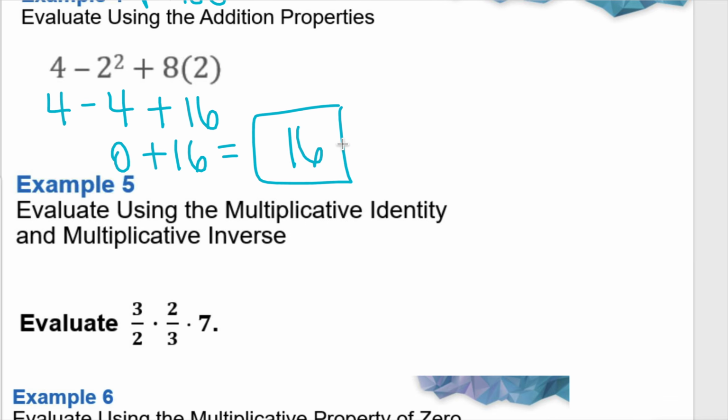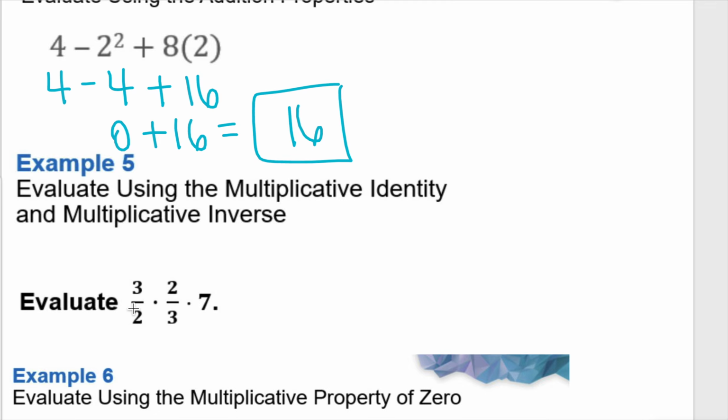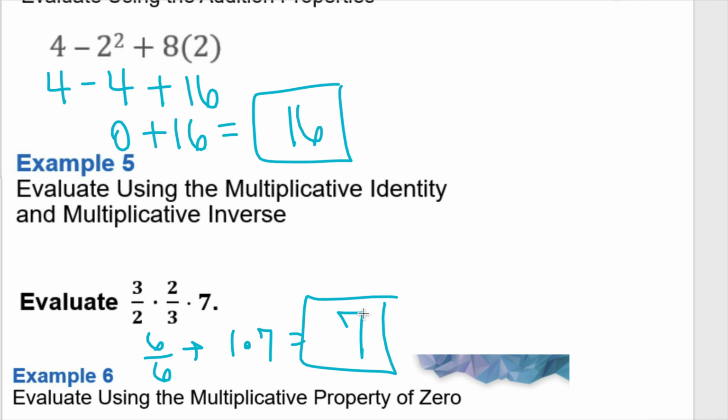Here's our multiplicative identity, where we're saying the inverse or the reciprocal of a fraction, 3/2 and 2/3 is going to give me 1 whole, because this is 6 over 6. So really that just means 1 times 7, and that'll still keep it as itself. So we did 2 properties there, the multiplicative inverse property and the identity property.